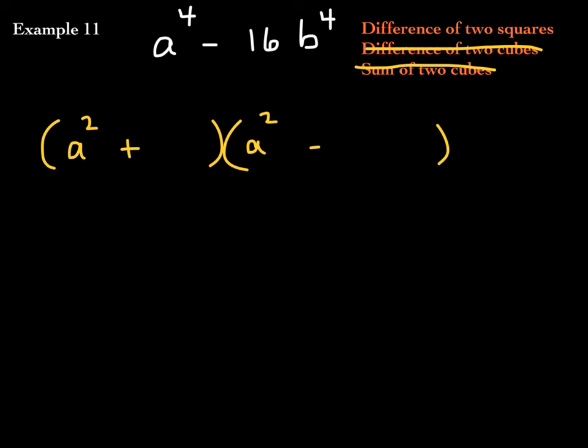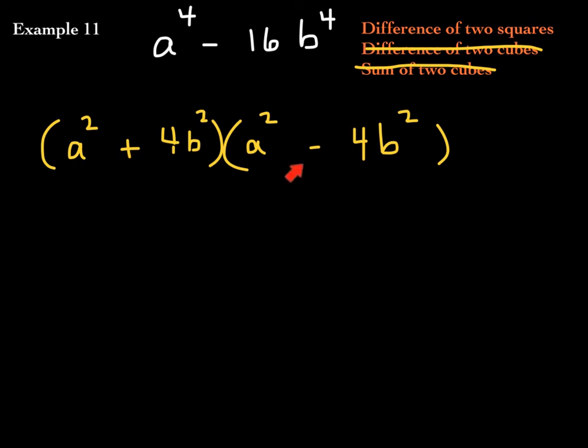Well, if you square 4b squared, you will get 16b to the fourth. That's a little sloppy there. All right, so 4b squared in both of these. Now you have to consider, can I still factor further? Well, first of all, this is a sum, and it's not a sum of two cubes, so you're done, right? It is a sum of two perfect squares, but a sum of two squares does not factor. It's prime, so leave that alone.